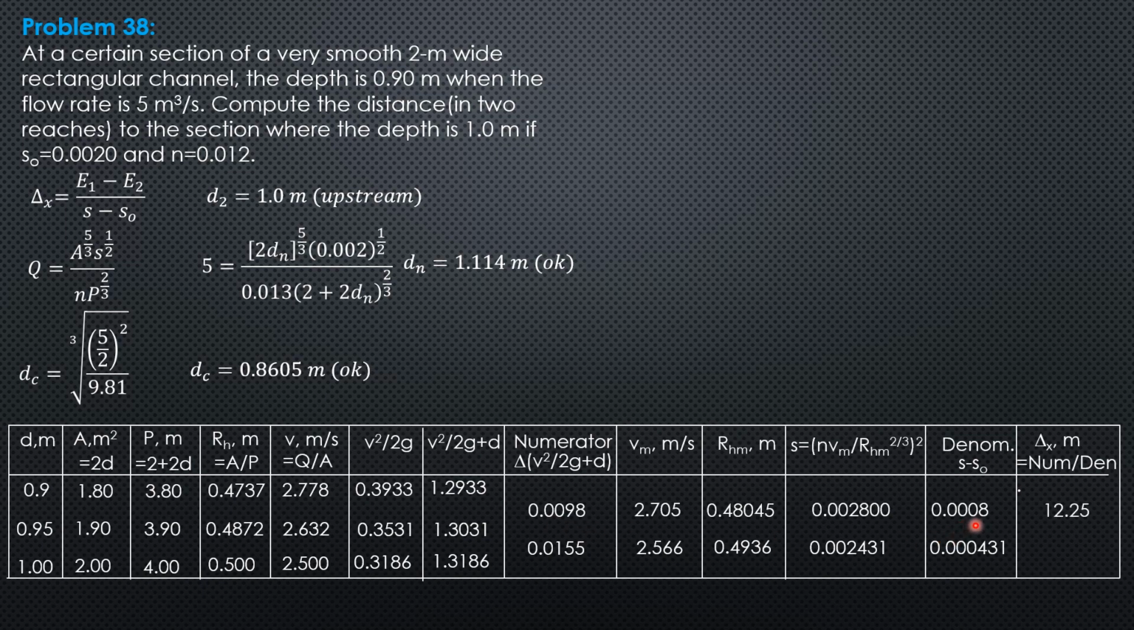Delta X therefore is numerator over denominator. 0.0098 divided by 0.0008, that's 12.25 meters. Then 0.0155 divided by 0.000431, that's 35.96. So the distance between 0.9 meter depth and 1.0 meter depth is, substitute, 12.25 plus 35.96 is 48.21 meters.